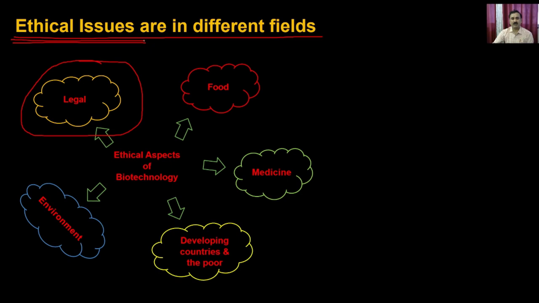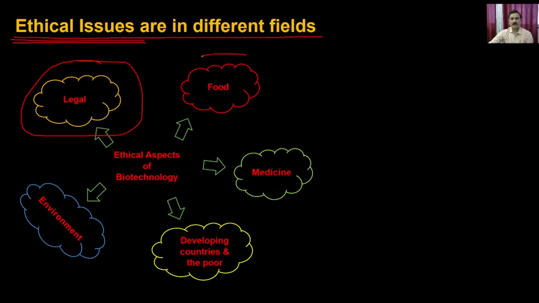particular type of product. For example, if I am trying to develop transgenic rice, will I be the sole person who is going to cultivate this particular rice, or should I allow others to use that? That comes under the legal issues.